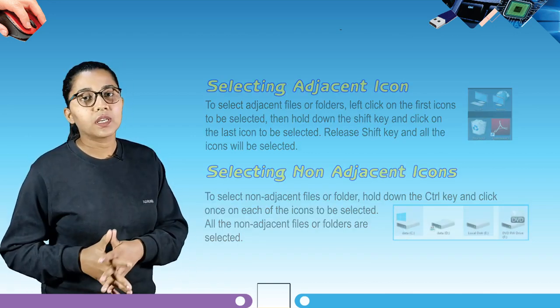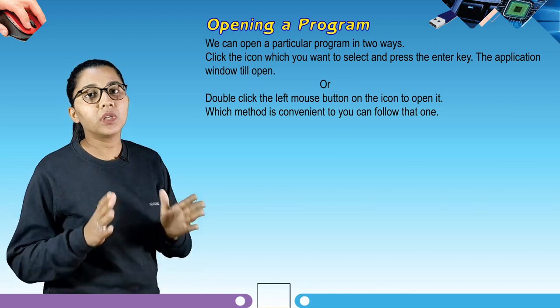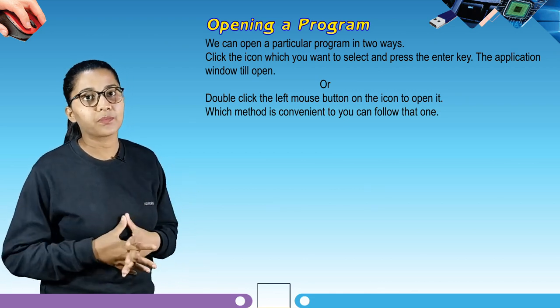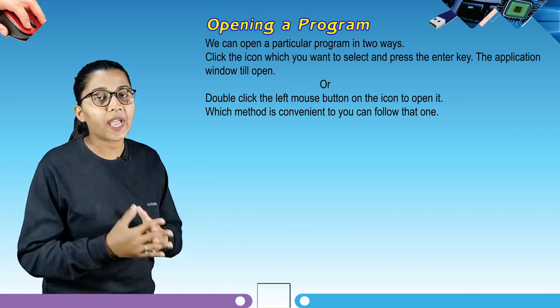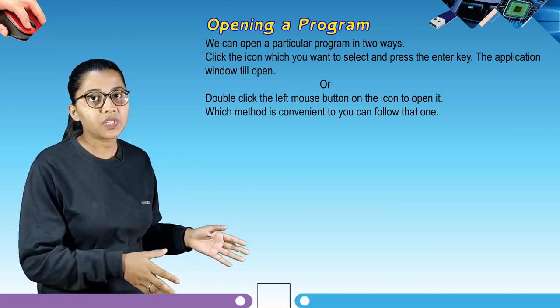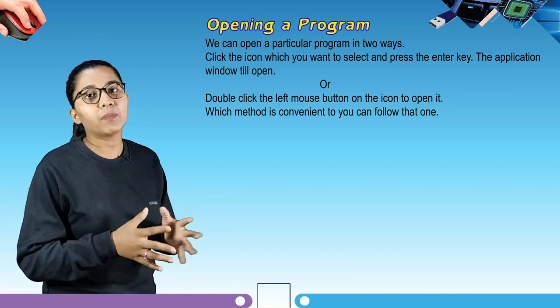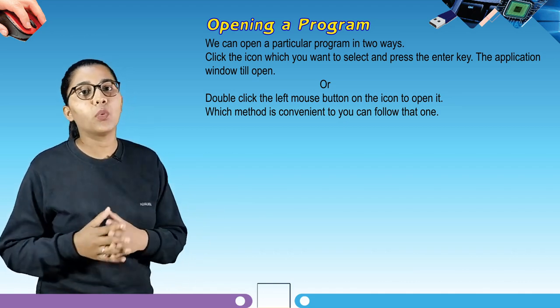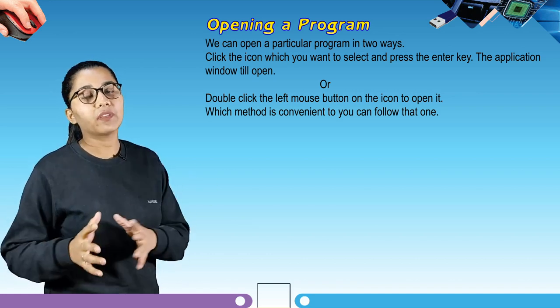Now students, our next topic is opening a program. We can open a particular program in two ways. Click the icon which you want to select and press the enter key. The application window will open. Or double click the left mouse button on the icon to open it. Whichever method is convenient to you, follow that one.